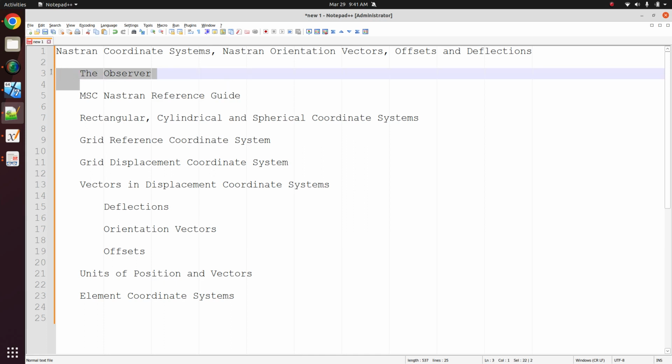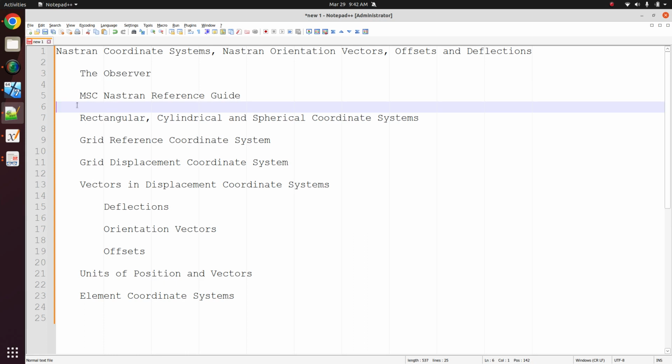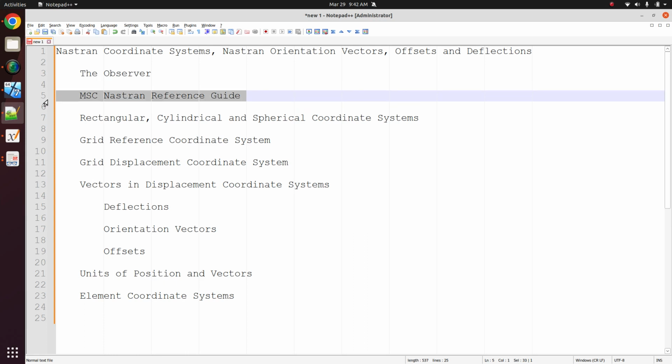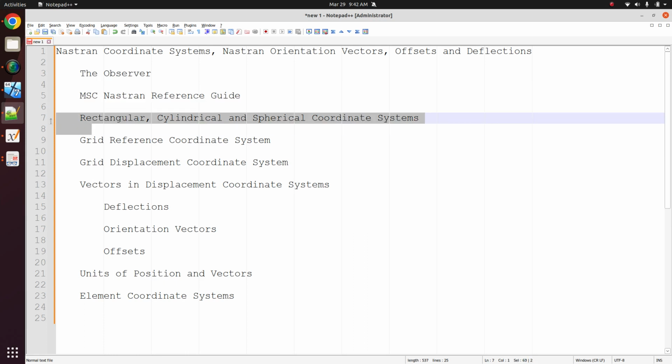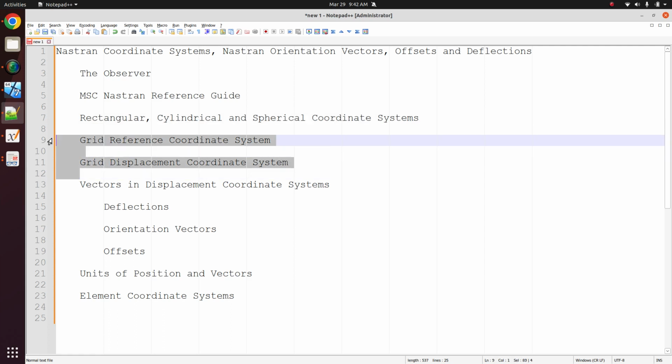Now, the first thing I want to do is go over this concept of the observer. I think if you understand this concept of the observer, understanding the coordinate systems might be a little bit easier. And then I want to point out where I'm getting a lot of this information. We'll do a quick overview of the various different types of coordinate systems available in Nastran. I'll have some comments on the reference and the displacement coordinate systems for grid entries.